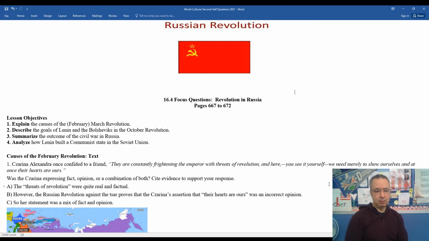So the key objectives: we'll look at the causes of the March Revolution. It kind of started in February, but it's remembered as the March Revolution. Describe the goals of Vladimir Lenin, the Bolsheviks. Bolsheviks is synonymous with communist or communism. We'll see the rise of Lenin during the October Revolution, and we'll summarize the outcome of the Civil War in Russia. Eventually, we'll see how Vladimir Lenin would build the first strong communist state in the world here in the Soviet Union.